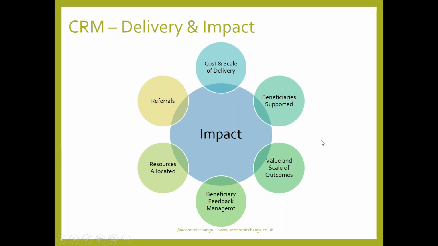So to expand on this, I think there's some key areas that we should be tracking. One is around cost and scale of delivery, beneficiaries being supported, like the number and demographics of those, the value and scale of the outcomes being achieved, the beneficiary feedback and how that is being managed. So we're looking at both positive and negative feedback and addressing why that happened and what we could do differently. Looking at the resource allocated to it, and then also referrals, and that is about referrals into the organisation as well as referrals out of the organisation. That's really about partnership management and how well you do from that perspective.